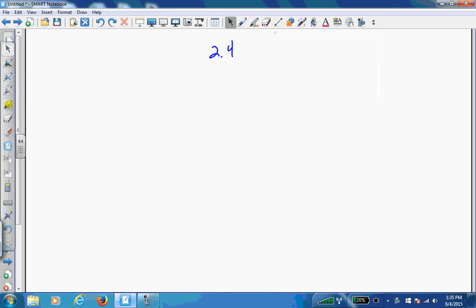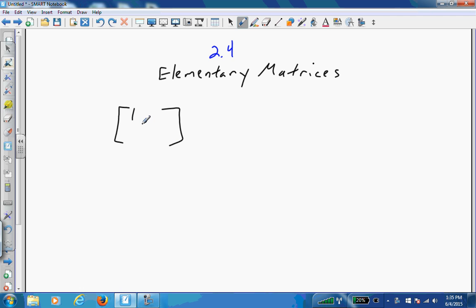Section 2.4 deals with what we refer to as elementary matrices. And what an elementary matrix is, is something where you take an identity matrix and perform one of the three elementary row operations on it.